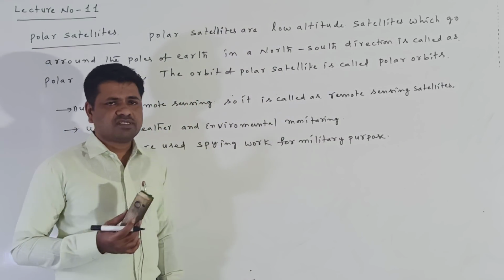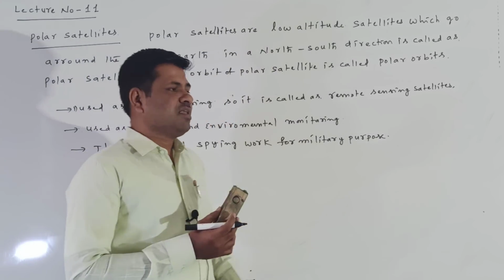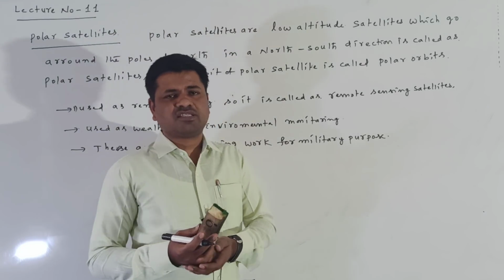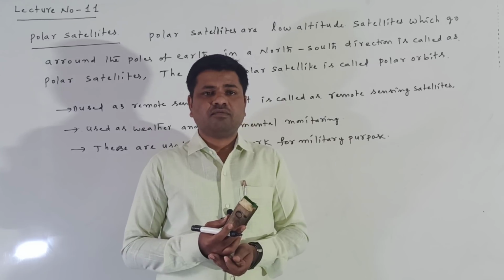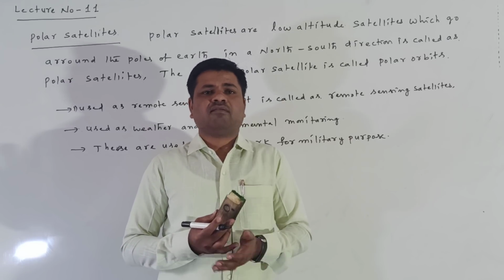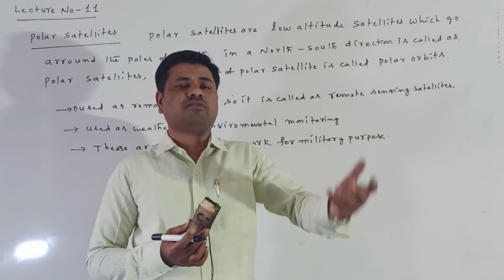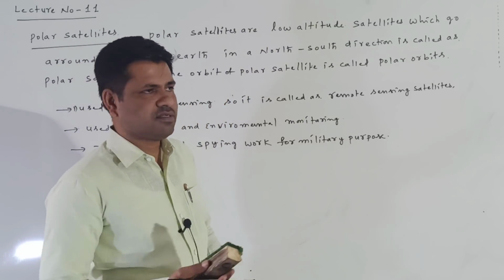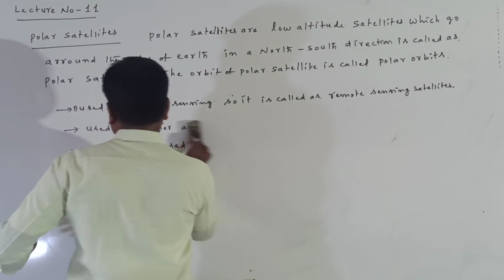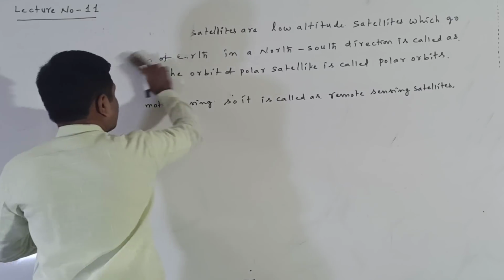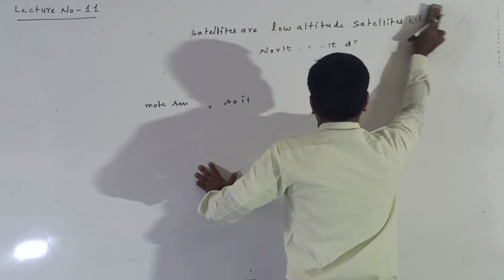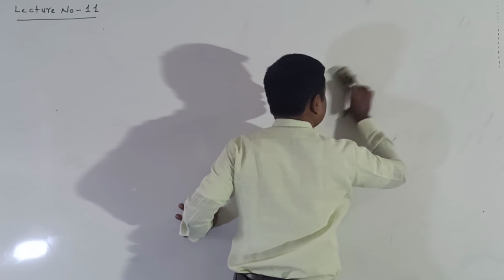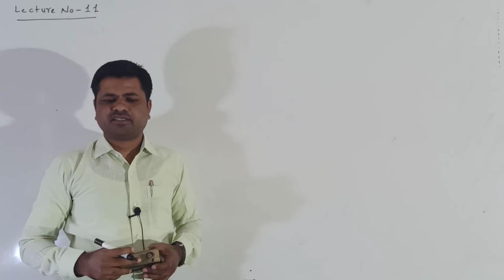These are the uses of polar satellites. This is the total information about the polar satellite. In comparison to the geostationary satellite, polar satellites are very much better. Why better? Because it is at a low altitude, very near to the surface of the earth. It gives better information than the geostationary satellites. This is the total information about the communication satellites. What are the communication satellites here? Geostationary satellites and polar satellites.